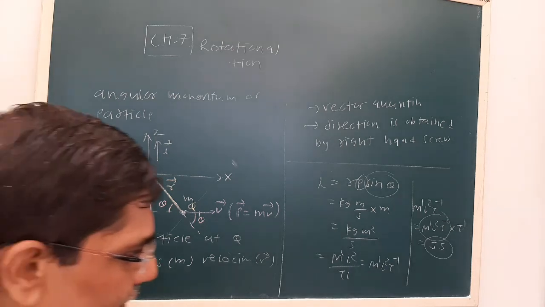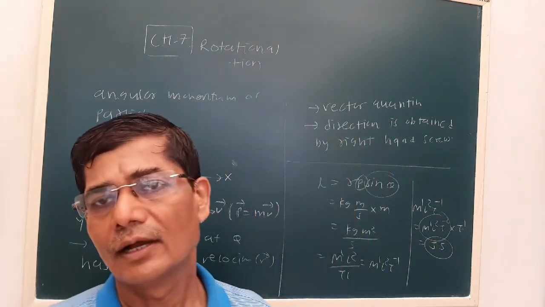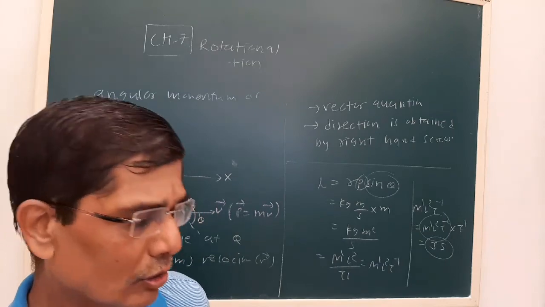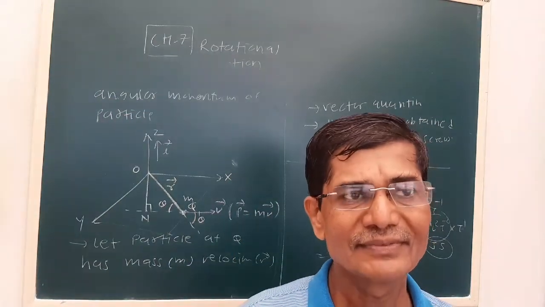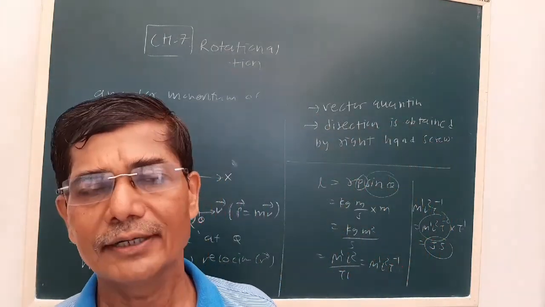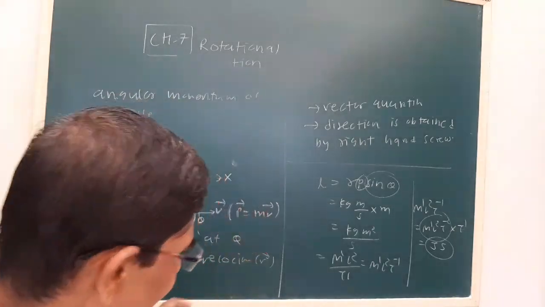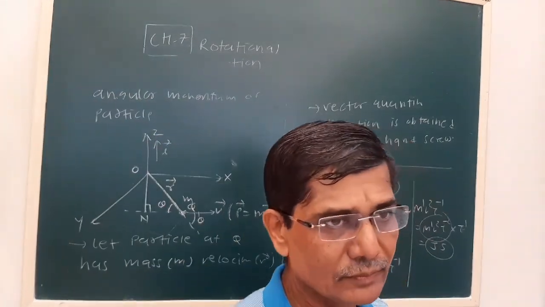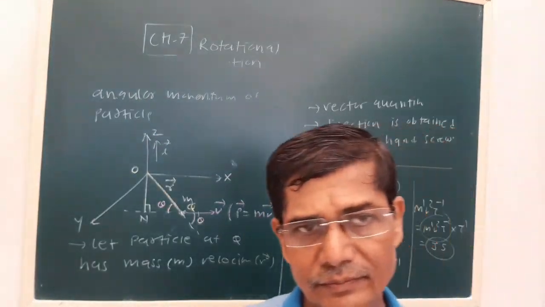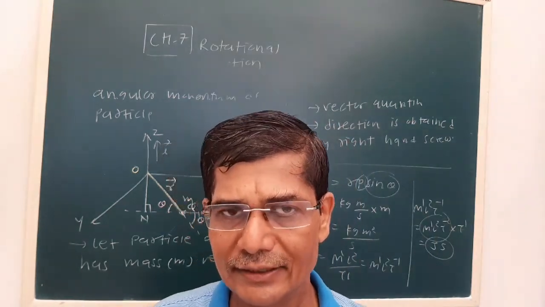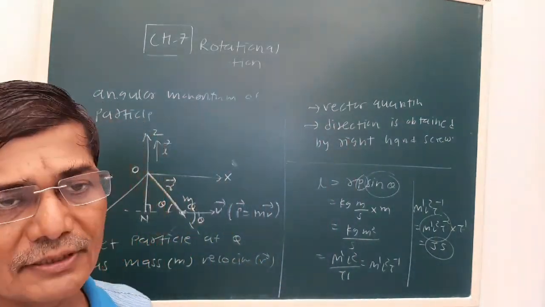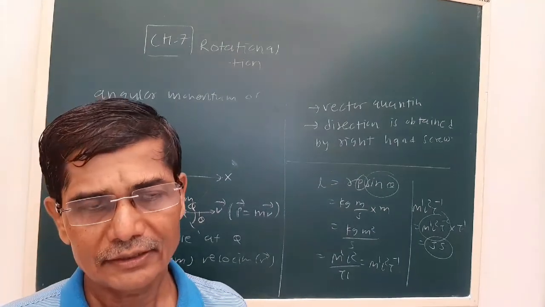Today we have seen two important quantities called torque and angular momentum. Torque is a very important quantity in rotational motion. Angular momentum is also an important quantity in rotational motion. Various characteristics of rotational motion we will study in the subsequent lectures. Thank you.